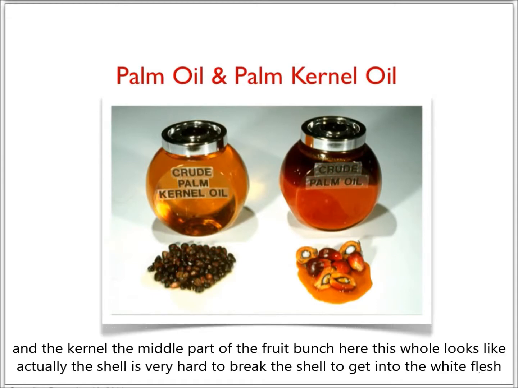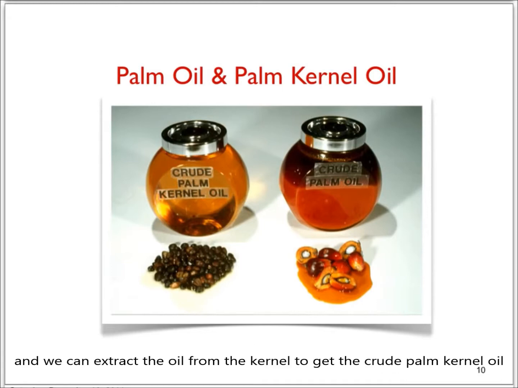The upper layer is basically the oil. And the kernel, the middle part of the fruit bunch, this is how it looks. Actually, the shell is very hard. We have to break the shell to get into the white flesh, and we can extract the oil from the kernel to get the crude palm kernel oil.